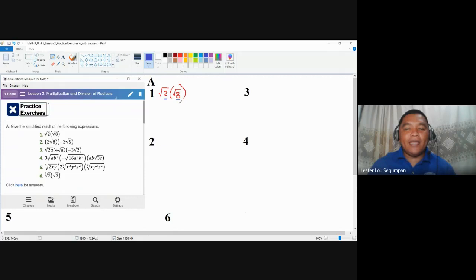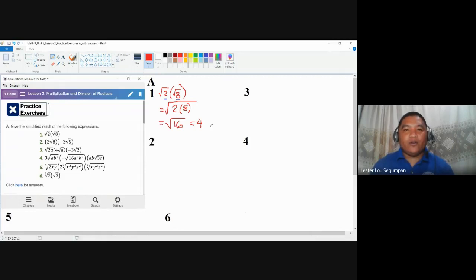And how do we multiply? We use the multiplication law of radicals, wherein we can simply put them into just one radical expression with the same index, and then multiply the radicands 2 and 8. So 2 times 8 is 16. And the square root of 16 is 4. That is simply the answer for number 1.